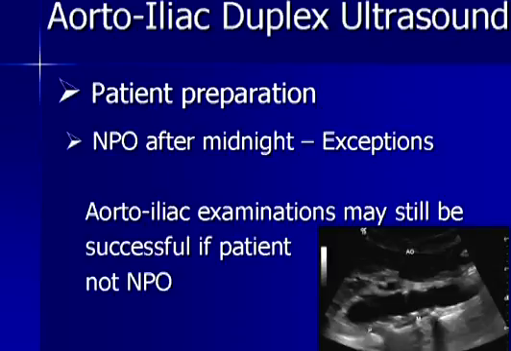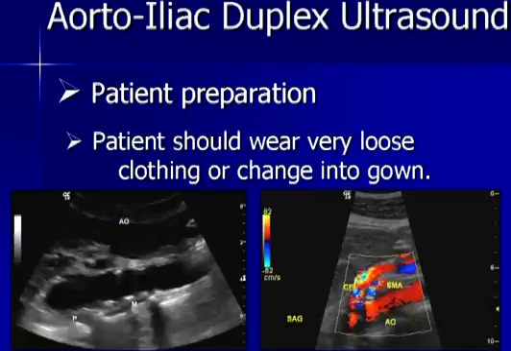The aorta iliac examination may still be successful on a patient who is not NPO. You are going to have less success in these patients as a general rule, but even if the patient did have something before they came in, it is worthwhile to at least start the examination and see what you're up against, as you may be able to successfully acquire all of the data you need for proper diagnosis and interpretation. Finally, the patient should definitely try to wear loose clothing when they come in for this examination, or in the case that they don't, just have them change into a standard patient gown before you begin the examination, and this will make everybody's life much easier.